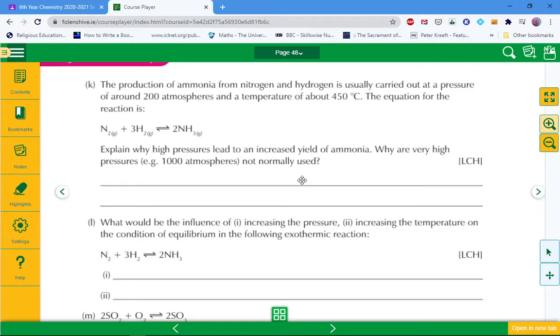Now, can you imagine the amount of money you'd have to spend to reinforce the container that would try to hold 1,000 atmospheres? Imagine the money involved. Companies are not willing to do that, so therefore they compromise at about 200 atmospheres.